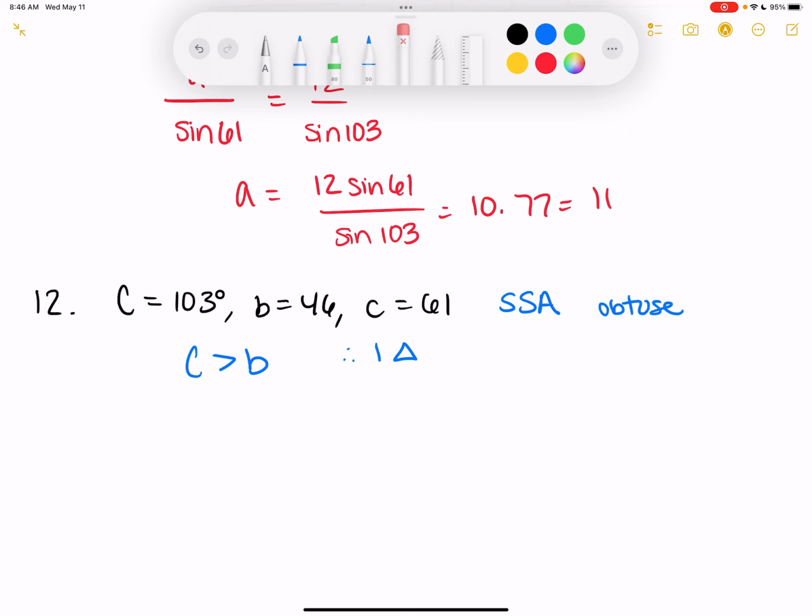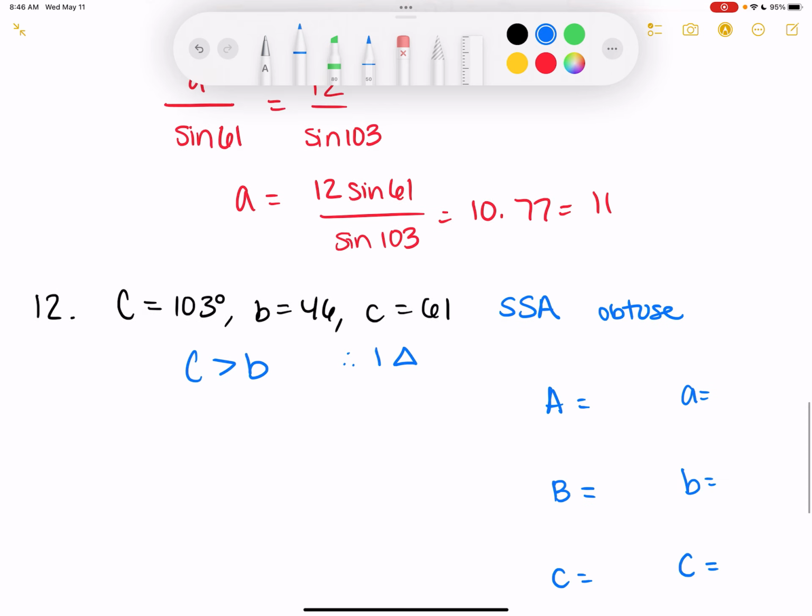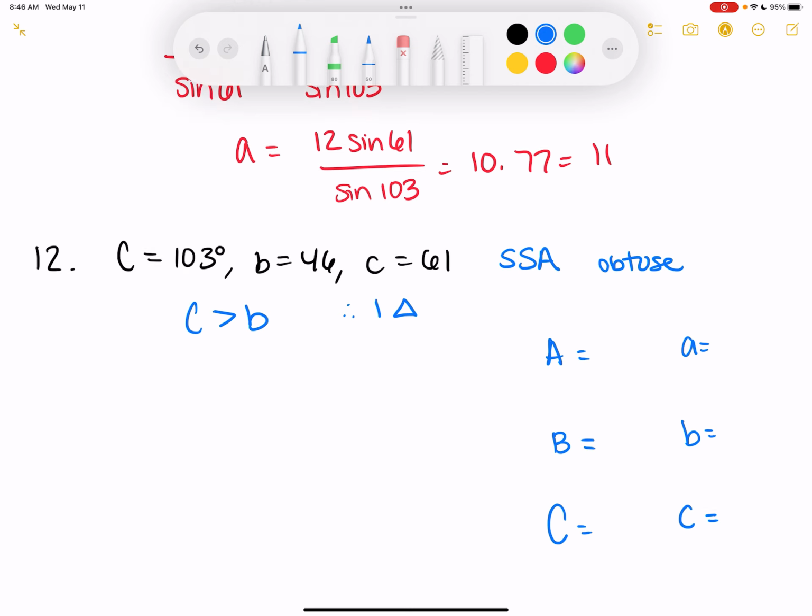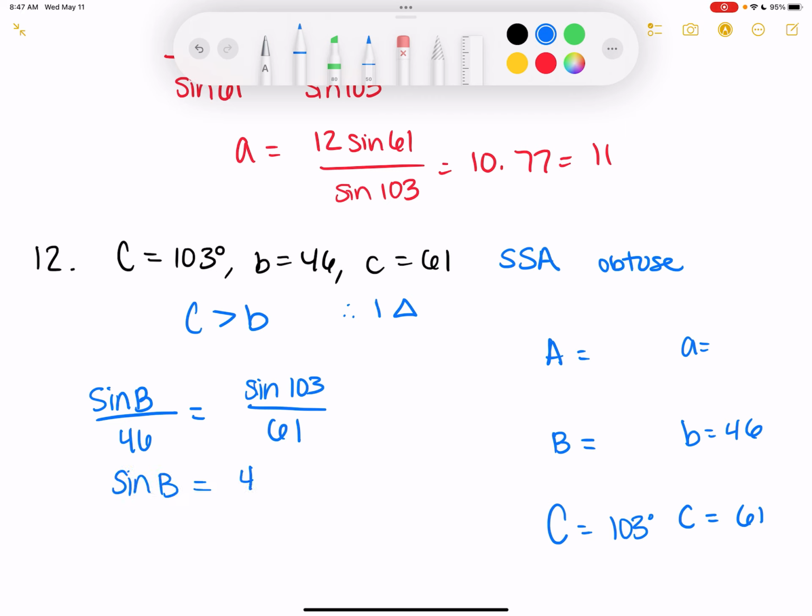All right, so let me go ahead and set up my work. Okay, well you can solve for angle B by doing the sine of B over 46 is equal to the sine of 103 over 61. So then sine of B equals 46 sine of 103 over 61.